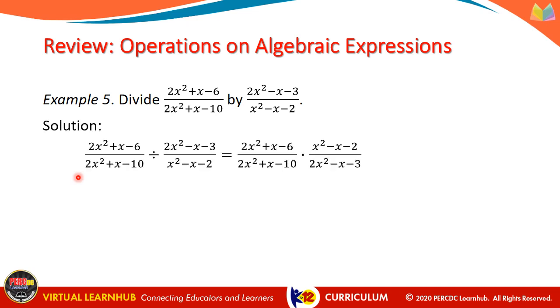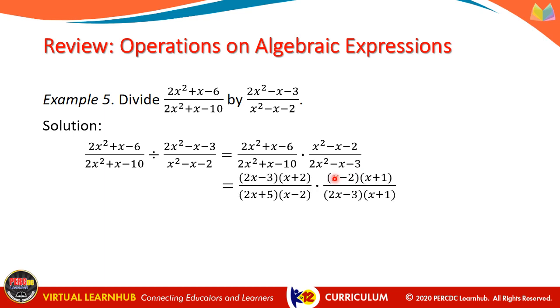Our solution would be 2x squared plus x minus 6 over 2x squared plus x minus 10 divided by 2x squared minus x minus 3 over x squared minus x minus 2 is equal to 2x squared plus x minus 6 over 2x squared plus x minus 10 times the reciprocal of our divisor, x squared minus x minus 2 over 2x squared minus x minus 3.